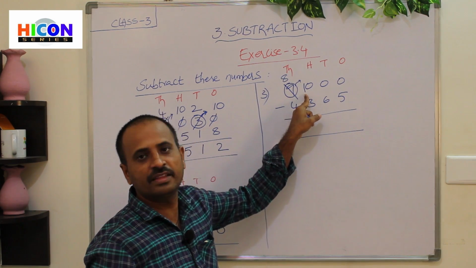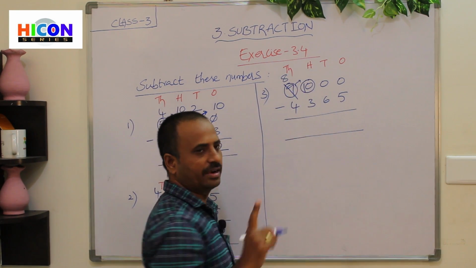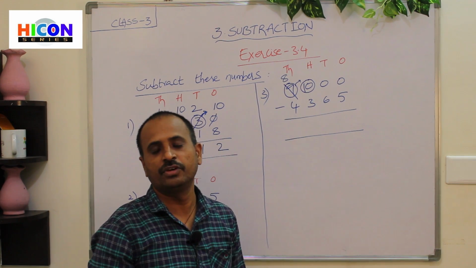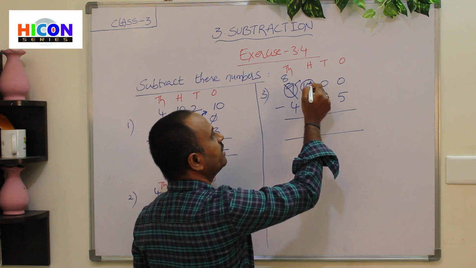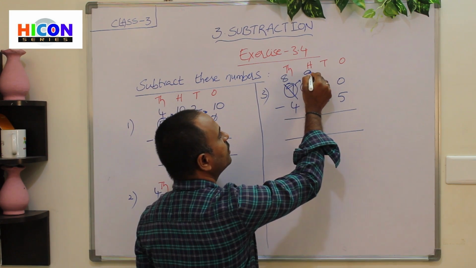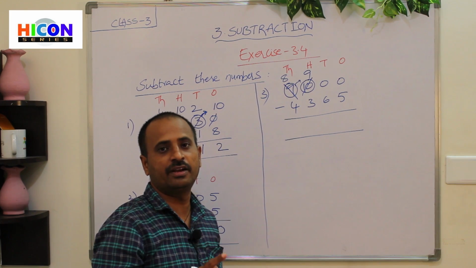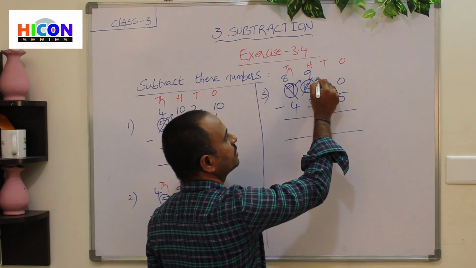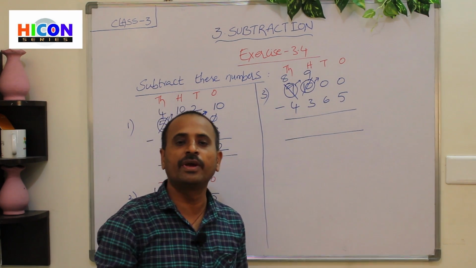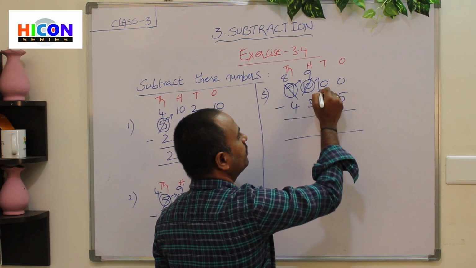Now how many hundreds are there? 10 hundreds are there. Now borrow 100 from 10 hundreds. So if you borrow 100 from 10 hundreds, then how many hundreds will be there? 9 hundreds will be there. So write 9. And carry 100 to the tens place. If you carry 100 to the tens place, how many tens will it become? It becomes 10 tens. So write 10 here.